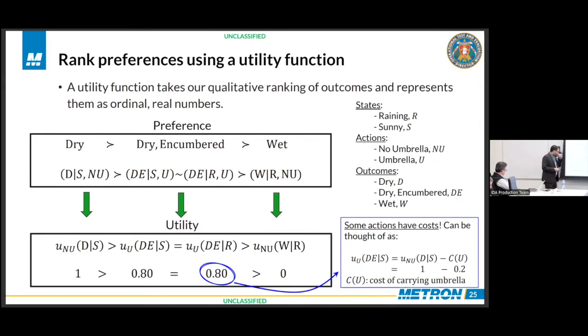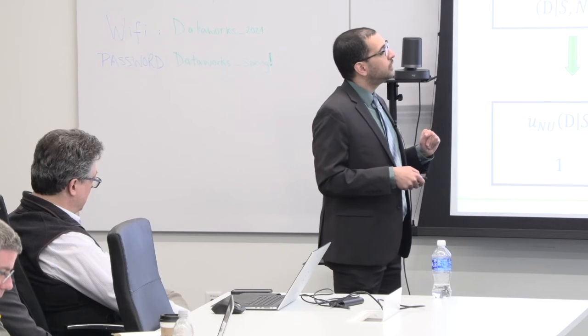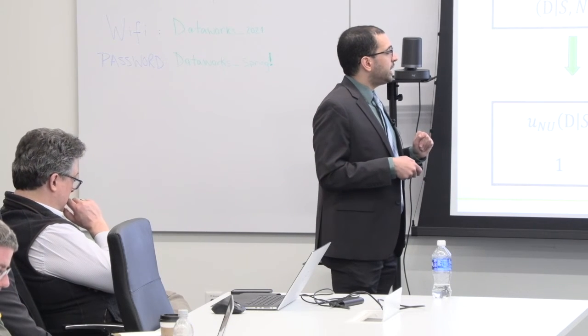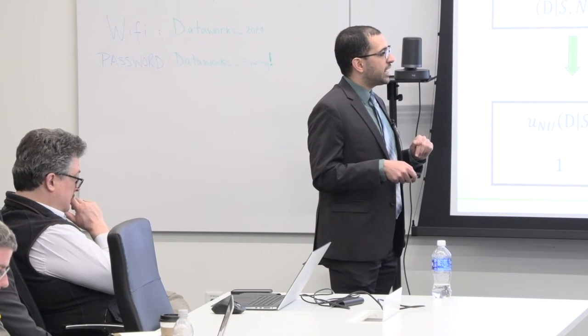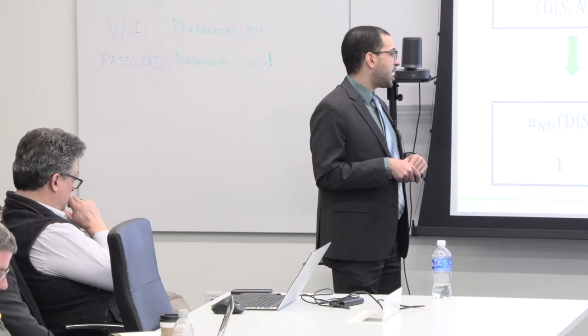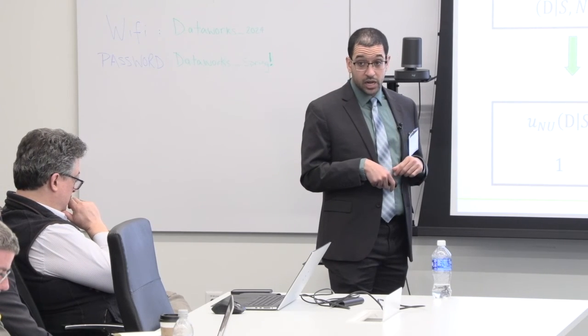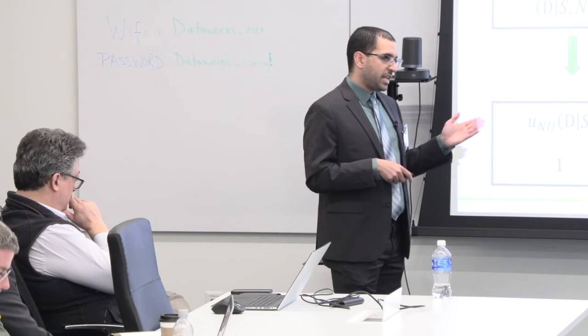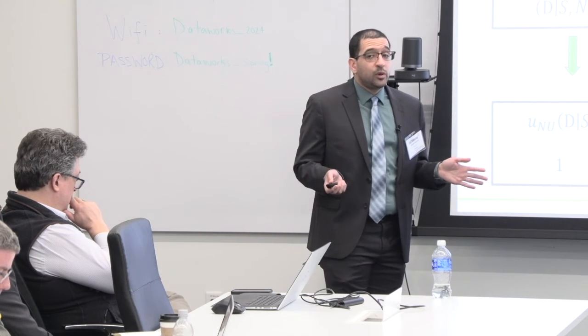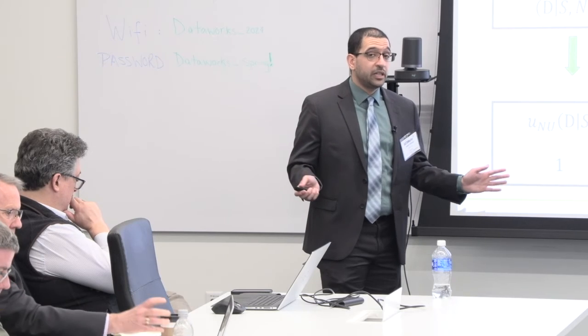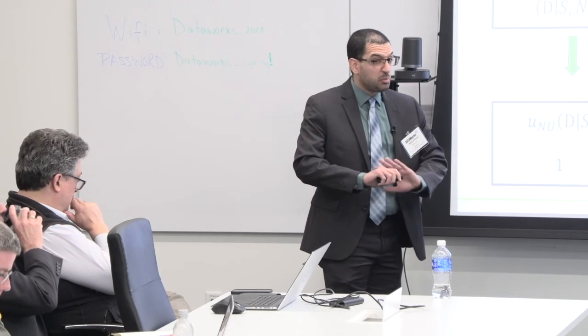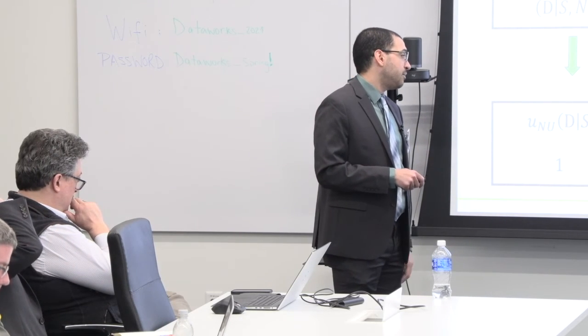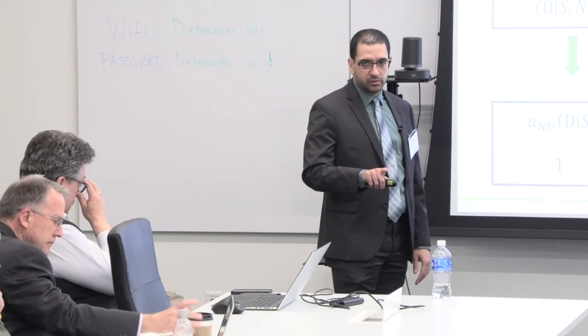Okay. One thing I want to point out is that you can think of some actions as having costs. And so the utility of this dry and encumbered state can be thought of as the utility of being dry minus the cost of carrying an umbrella. Okay. And so that's 0.2 for me, and so I assign that a 0.8. Other people could rank their utility for carrying an umbrella differently. It could be a super painful experience, and they might give it a 0.2. Okay.